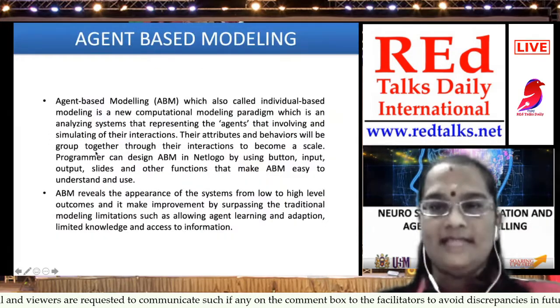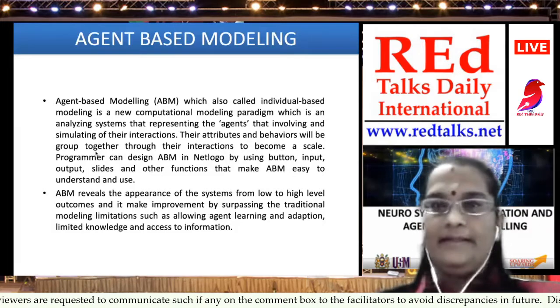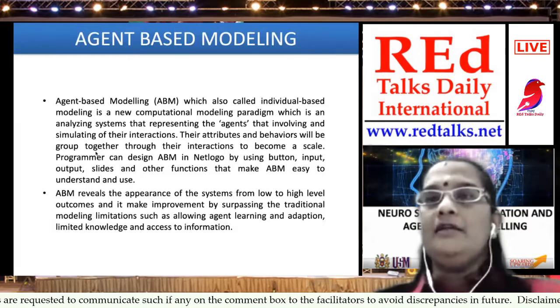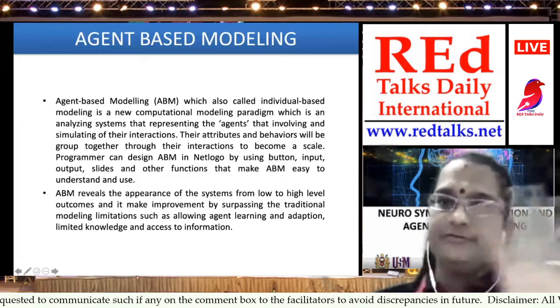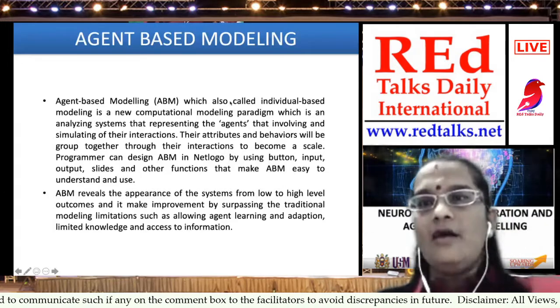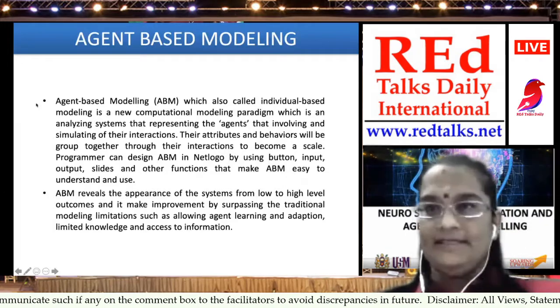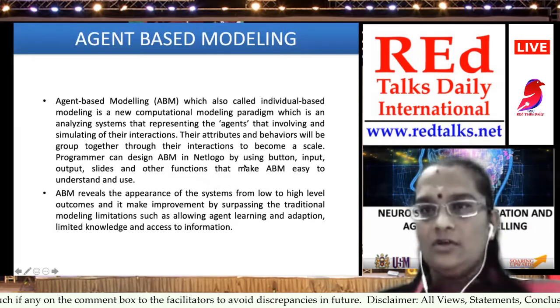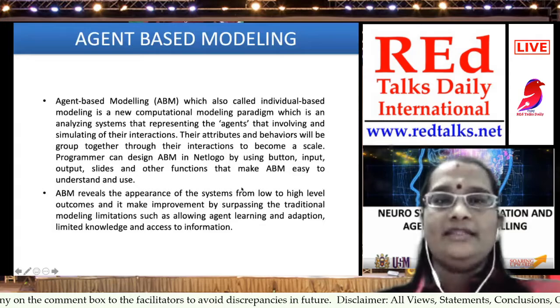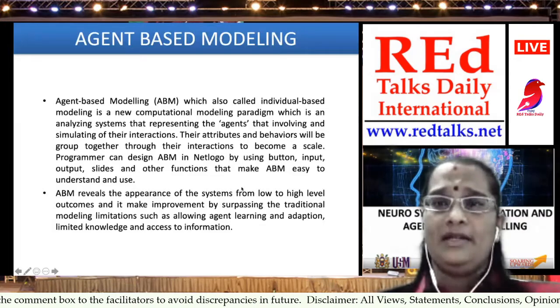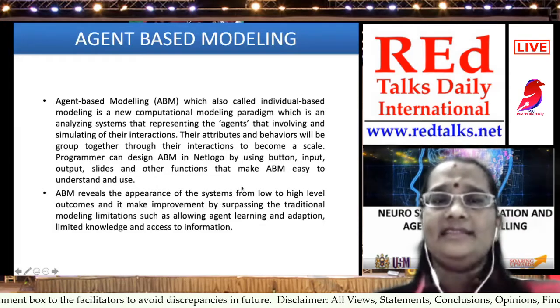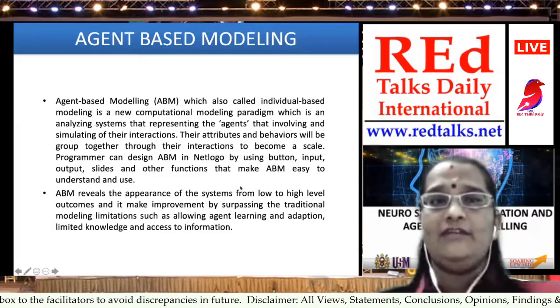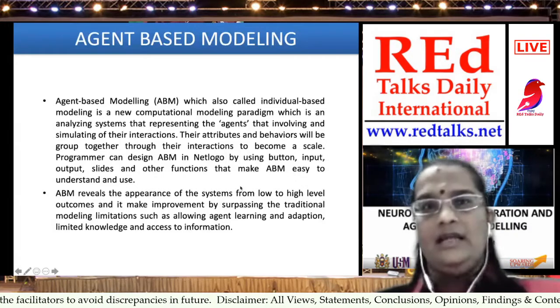So this is more stable if compared with maculate bits. Okay, now we have finished the first part of neural networks. Now another part is known as agent-based modeling. Agent-based modeling, which is also called individual-based modeling, is a new computational modeling paradigm, which is an analyzing system that represents the agents involved and simulates their interaction.